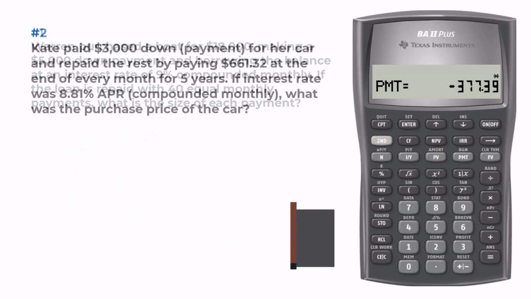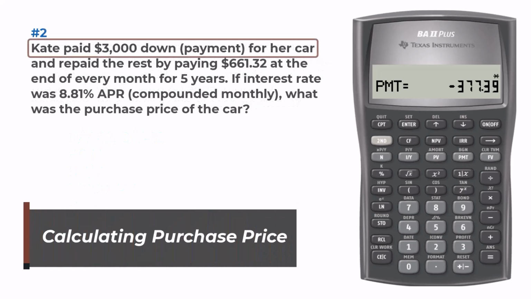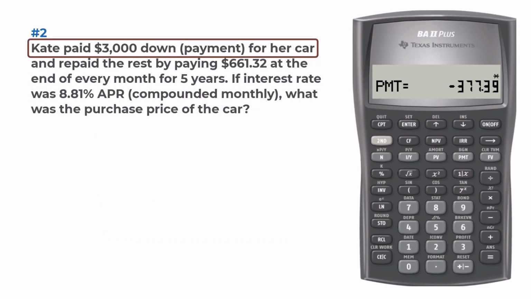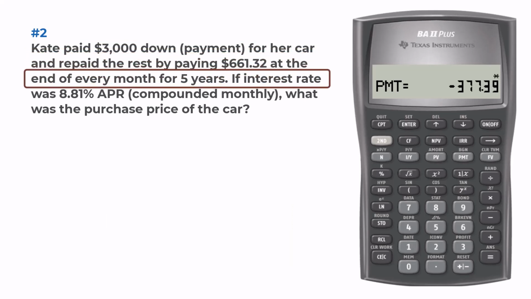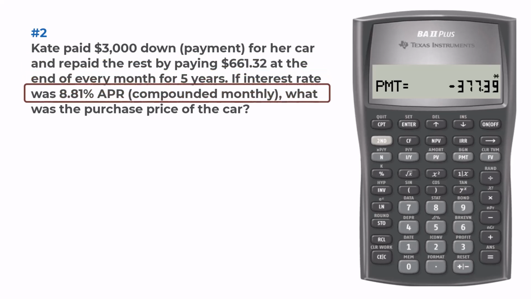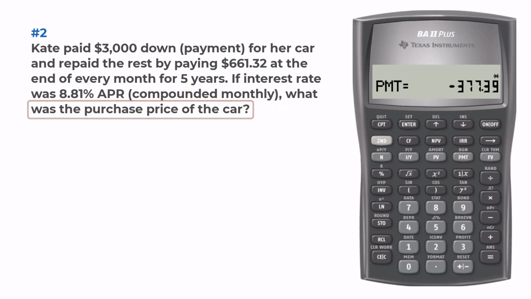Next, let's look at the second question. Kate paid $3,000 down payment for her car and repaid the rest by paying $661.32 at the end of every month for 5 years. If interest rate was 8.81% APR, that is nominal interest rate compounded monthly, what was the purchase price of the car?